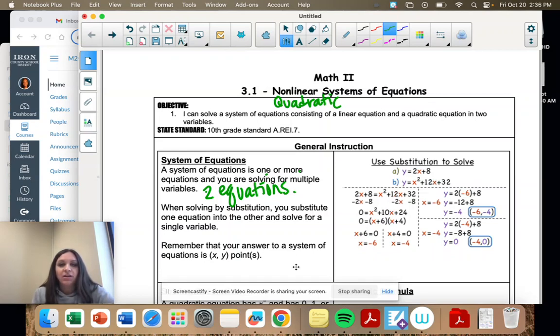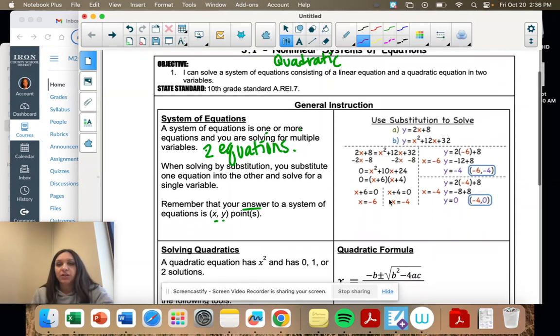And when you do that, your answer is an xy point. There's one or two in our examples today. So we're going to solve by substitution. You substitute one equation into the other equation, so you have one variable to solve for. Once you solve for that one variable, you have to go back to the original equations and get the second variable. So this is a typed up example.